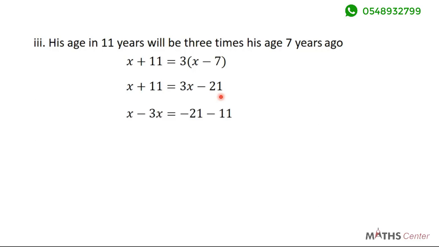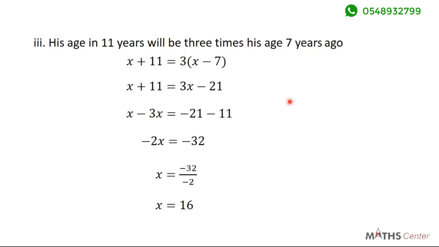So from here we group like terms. So I'll keep x here, then bring 3x to this side. I'll keep minus 21 here, send 11 to this side. As at now, you should be conversant with how to solve this. x minus 3x will give us minus 2x. Minus 21 minus 11 will give us minus 32. We will divide both sides by minus 2, and x will give us 16.